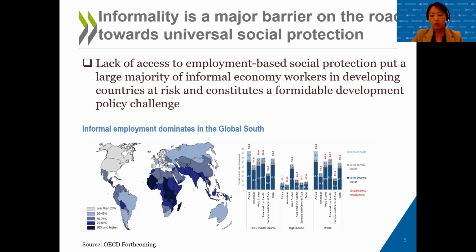In developing countries, a majority of workers operating in the informal economy have little or no access to employment-based social protection. And this lack of social protection coverage for most informal workers is one reason that 55% of the world's population is only partially or not at all covered by social protection. Without social protection coverage, the livelihoods of millions of informal workers are at risk, and it creates a formidable development policy challenge.